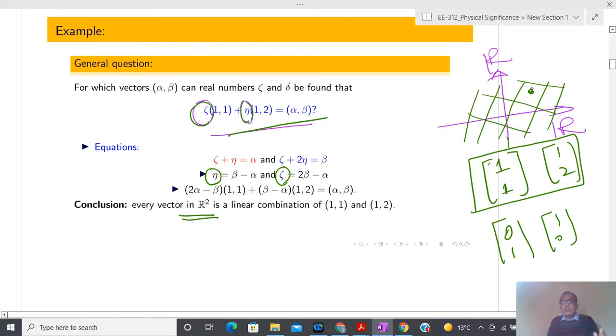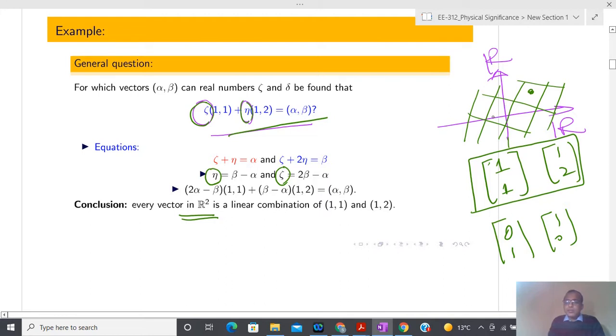Okay, and this concept is very useful. In a later part of this lecture I will tell you that this concept gives us the idea of how to select the coordinate frame for a system.